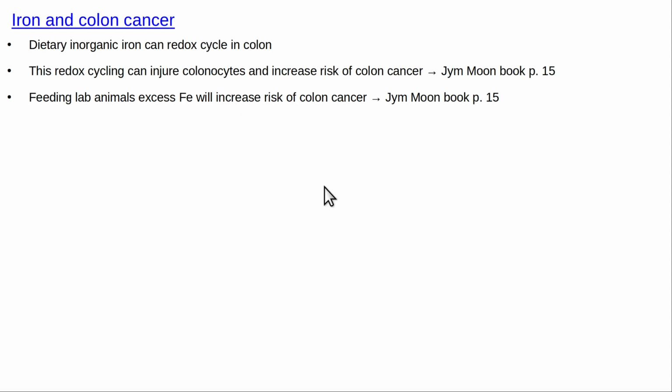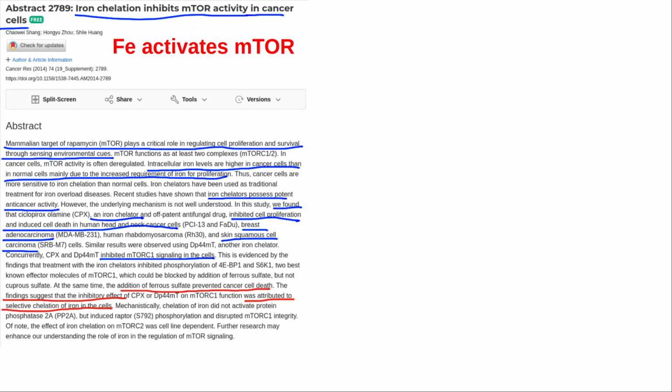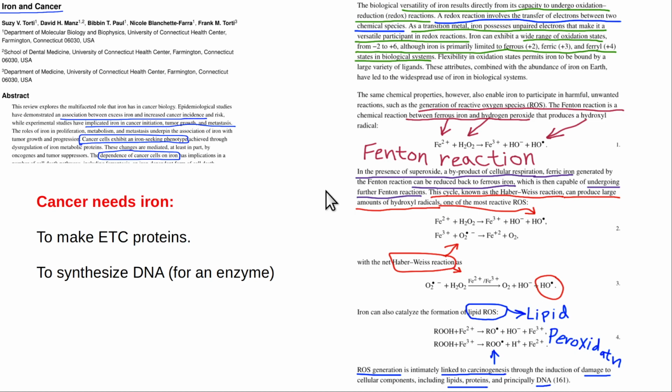You feed animals more iron, they get increased risk of cancer. Iron activates mTOR. So here's a paper on iron activating mTOR. And if you chelate the iron, you can lower it. But we've talked about how to lower iron in the body with blood donation, etc., and changing one's diet.